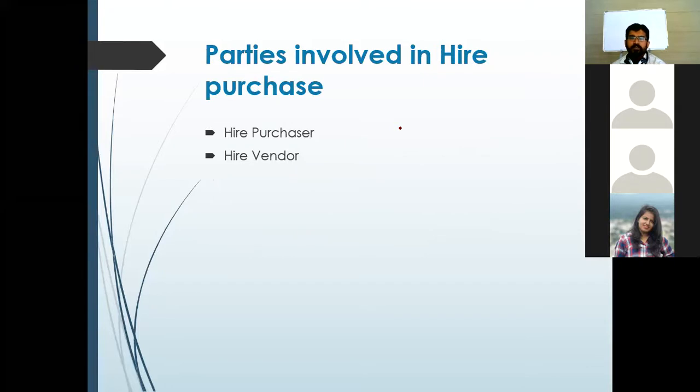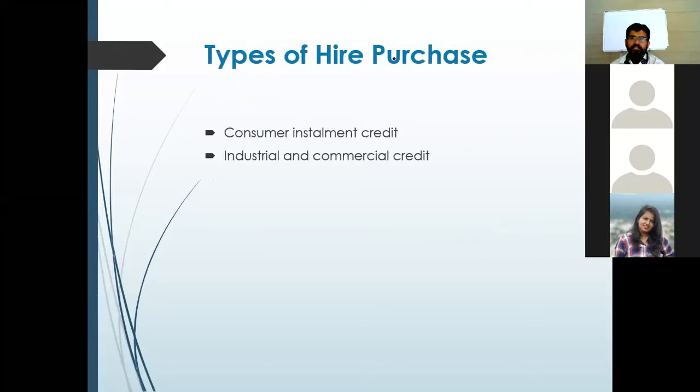Then the parties involved are the hire purchaser and the hire vendor. The purchaser is the person who uses the asset; the vendor is the person who sells the asset, or gives the asset on hire purchase basis to the purchaser. Types of hire purchase: consumer installment credit is basically about consumer goods which you purchase on installment basis. Industrial and commercial credit is all about industrial equipment, where you get involved in loans and leasing, etc. All these agreements come under hire purchase in terms of industrial and commercial credit.